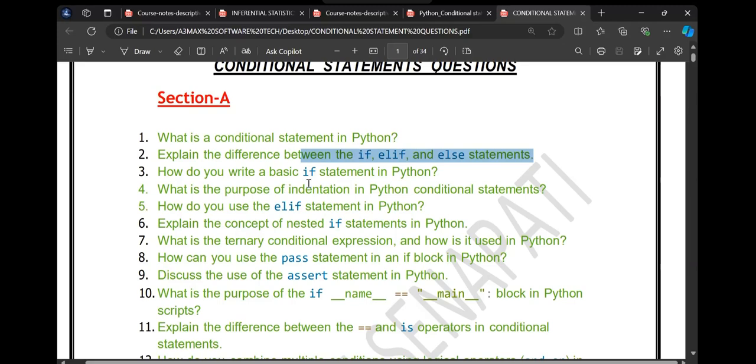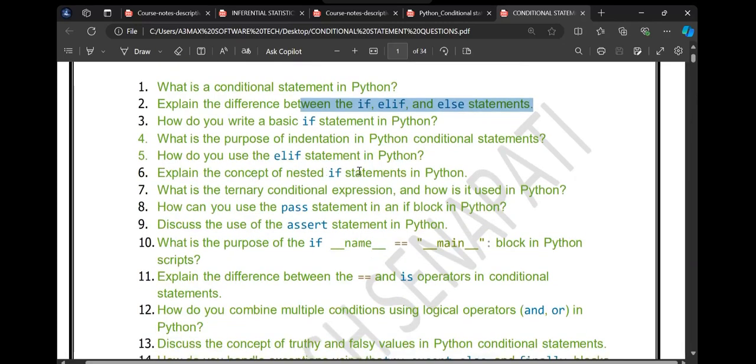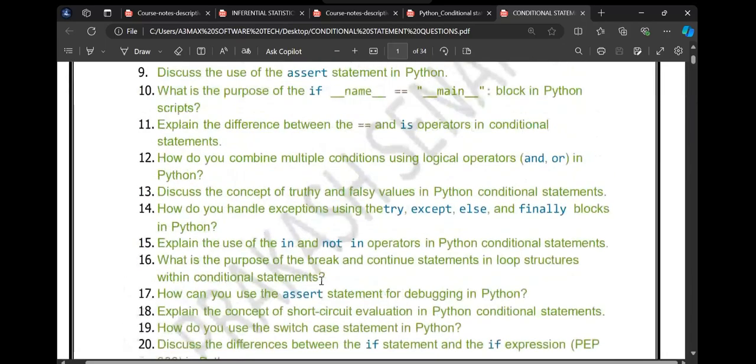How do you write a basic if statement in Python? Will you write? Can you or not? And then, what is the purpose of indentation in Python? Okay. How do you use the elif statement in Python? Simple questions. Okay. Now section B.